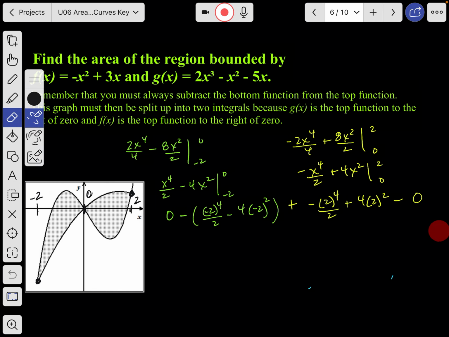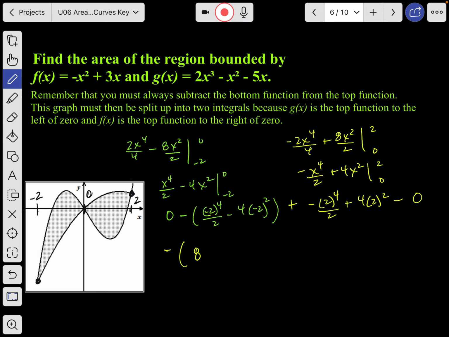Okay, so I'm still going here. Let's see if we can clean up these fractions. So I'm going to have a negative, and then -2 to the 4th. So that's going to give me 16 over 2, which is 8. And -2 squared is 4 times 4 is 16.